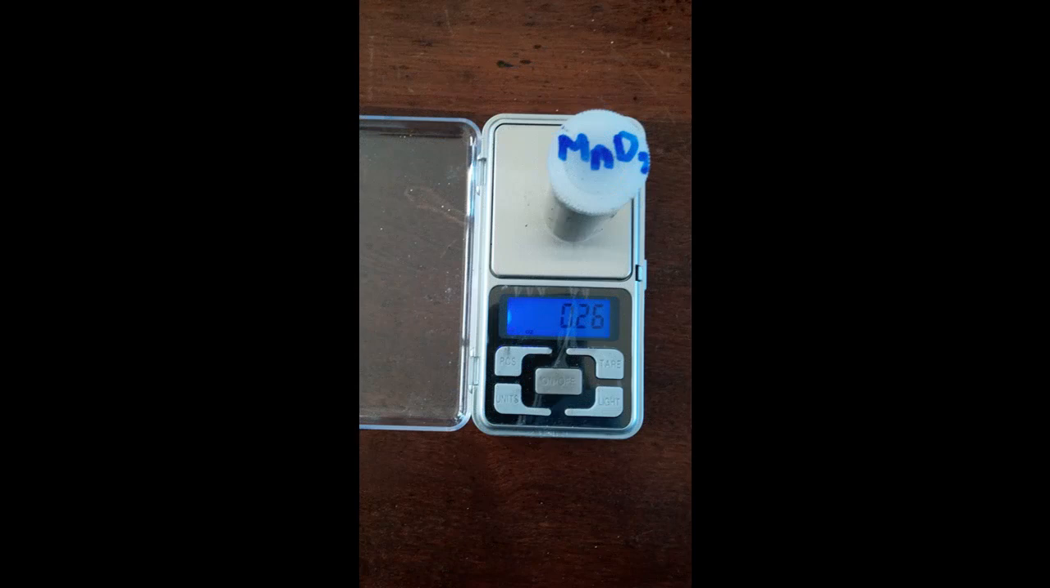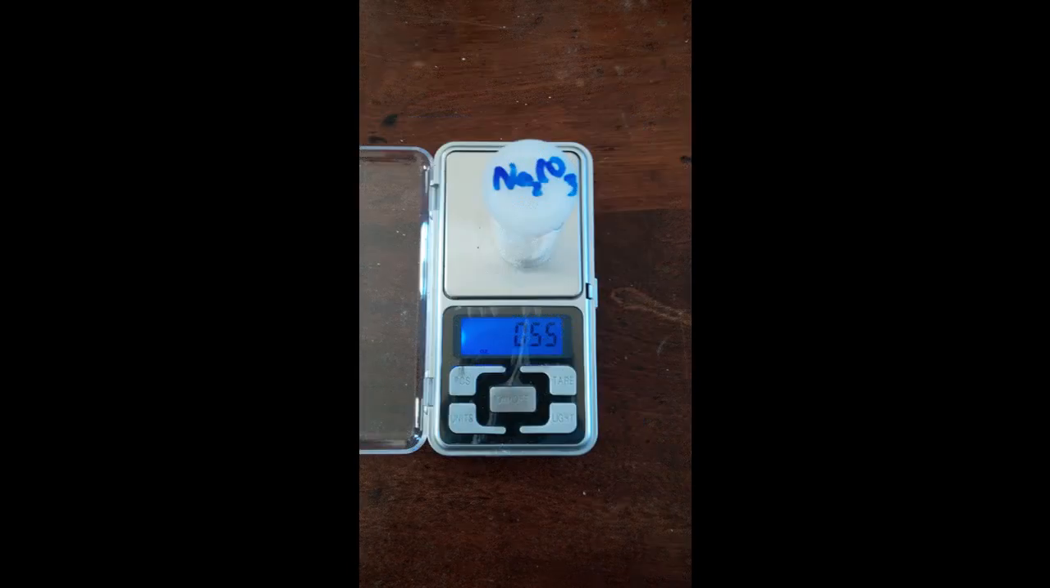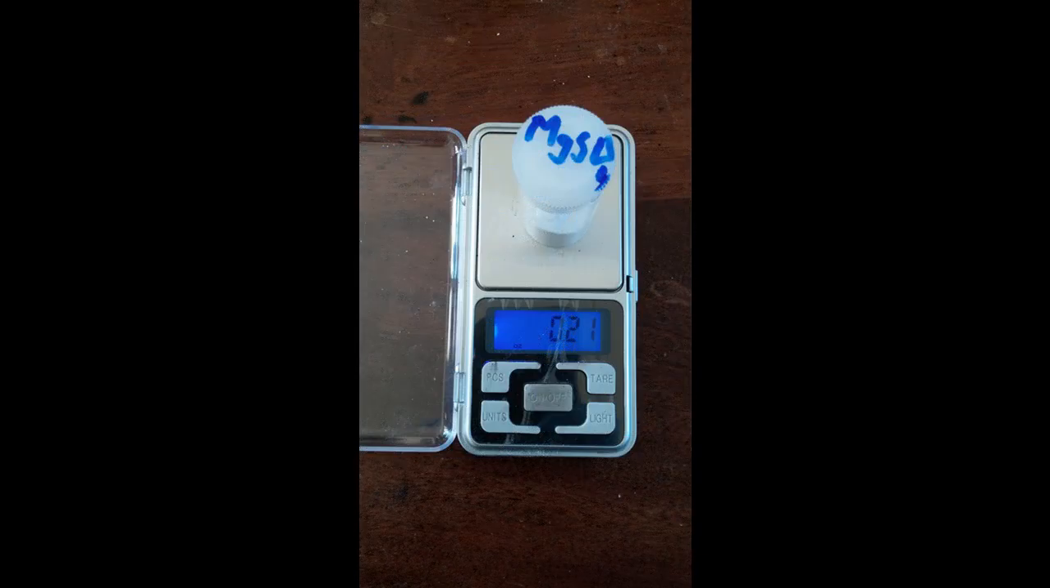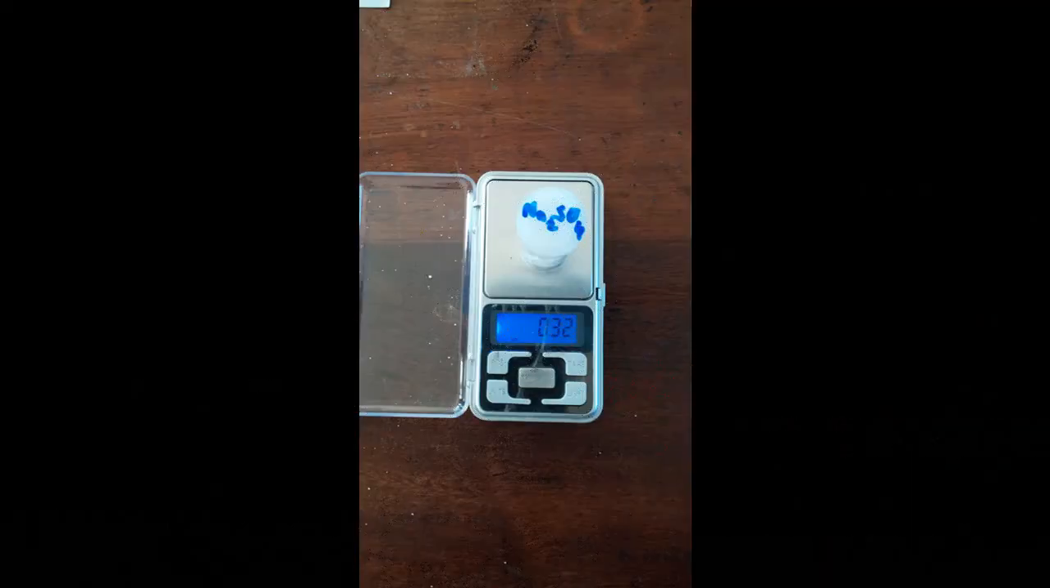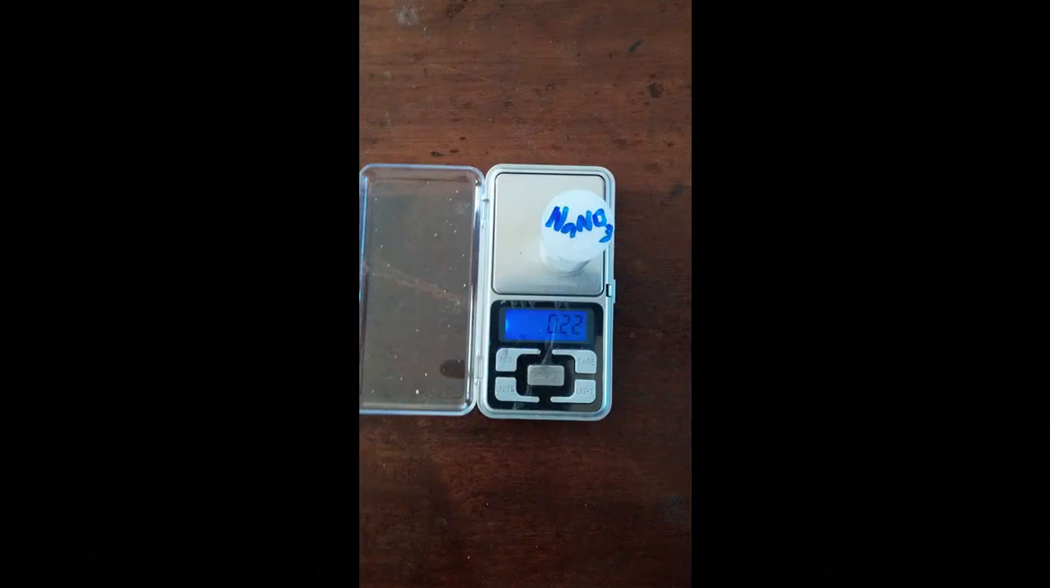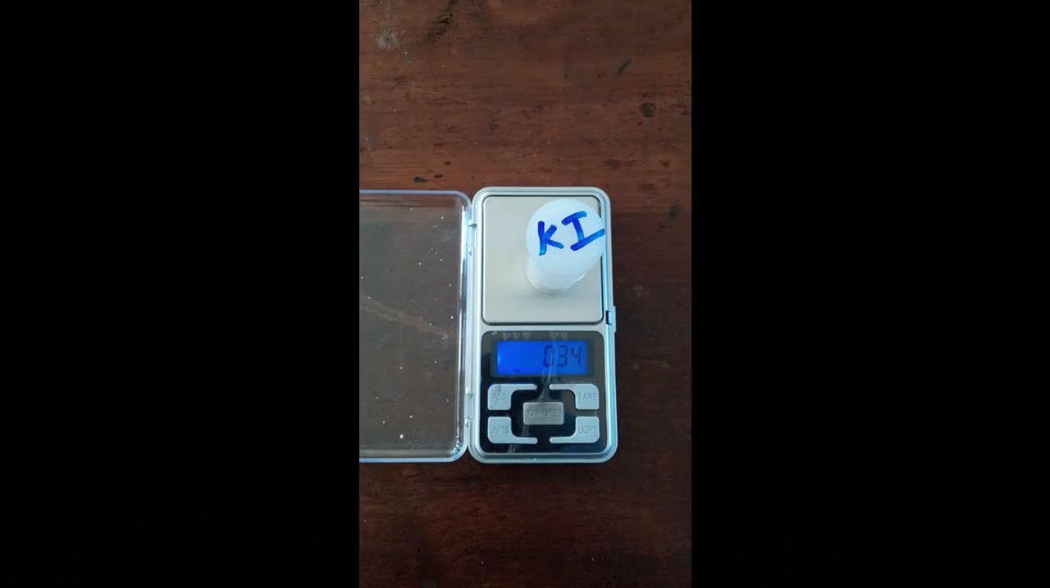Manganese oxide, 0.26 grams for 1 teaspoonful. And sodium carbonate, 0.55 grams for a teaspoonful. And magnesium sulfate, 0.21 grams for a teaspoonful. So back into the chemistry storeroom with my teaspoonful and my mass. There is sodium sulfate, 0.32 grams for a teaspoonful. There is sodium nitrate, 0.22 grams for the teaspoonful.